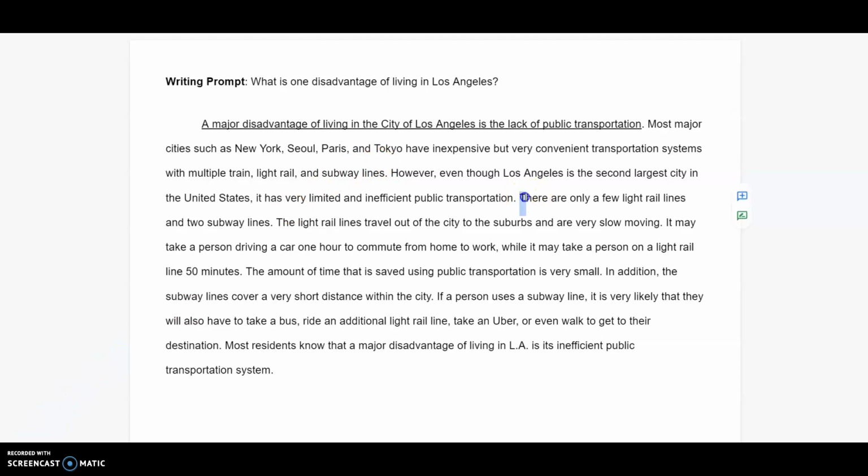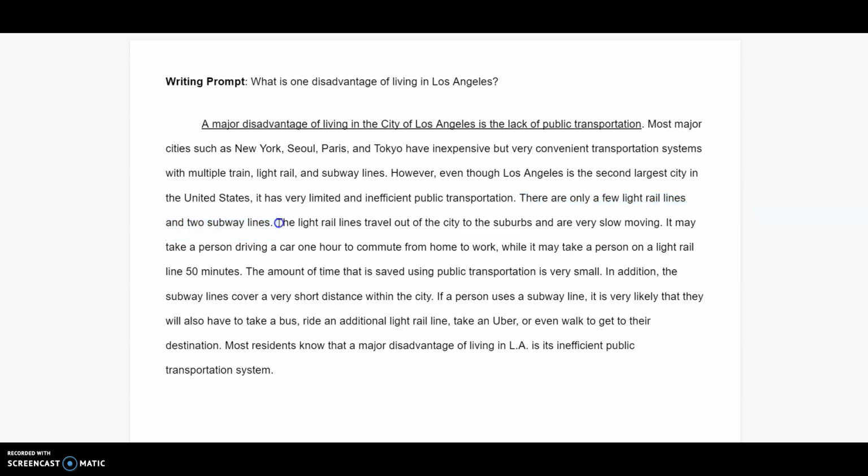Starting from this sentence, the writer starts giving specific facts and details about the Los Angeles public transportation system and what makes it inefficient and very limited. The writer mentions that there are only a few light rail lines and a couple of subway lines.